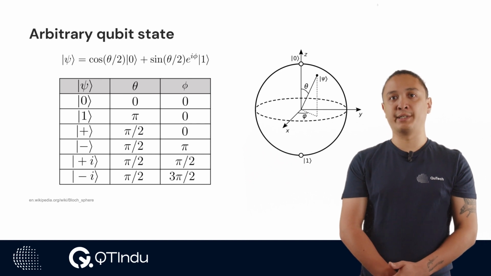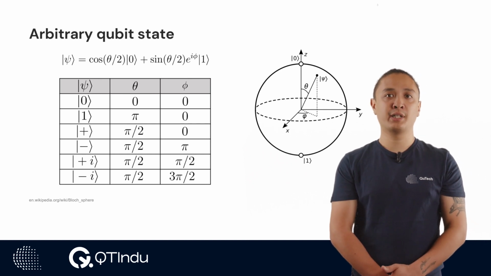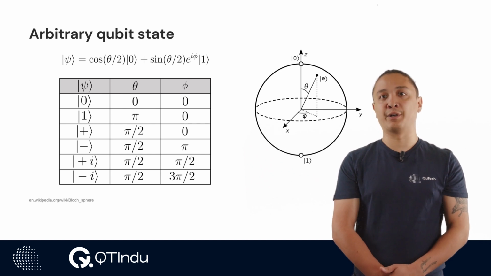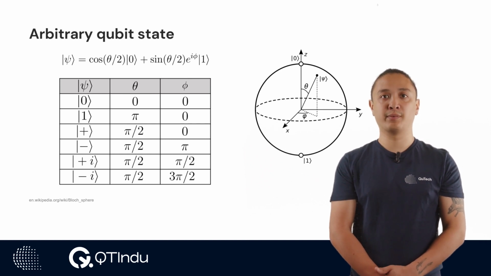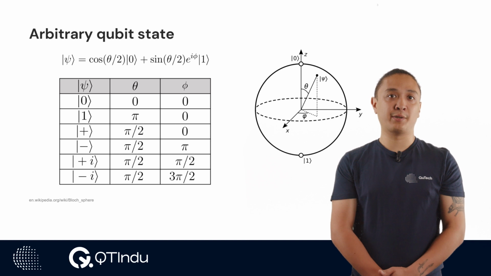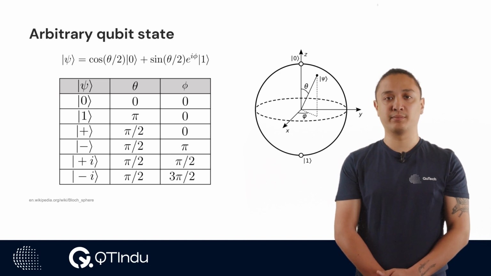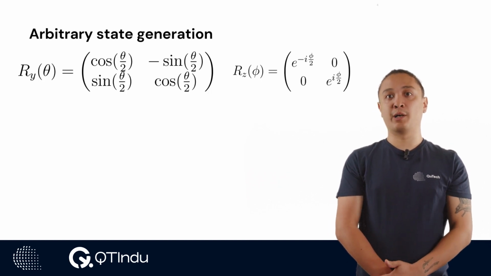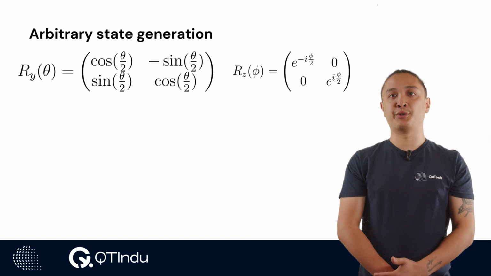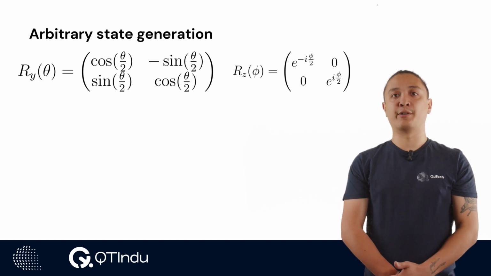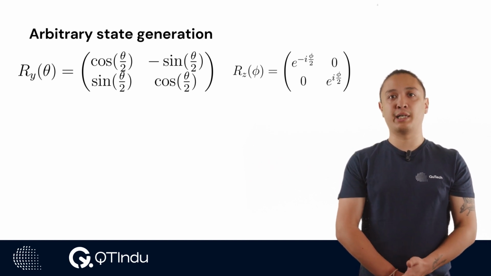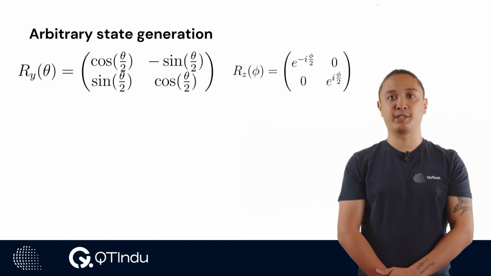It should be noted that the order of these rotations is irrelevant, and the rotation by angle theta can be equivalently performed around any axis in the xy plane. Next, we will see what these rotations look like mathematically. So, to obtain any arbitrary qubit state, we require these two operations, the y and z rotations, which we represent in matrix form here on the slide.